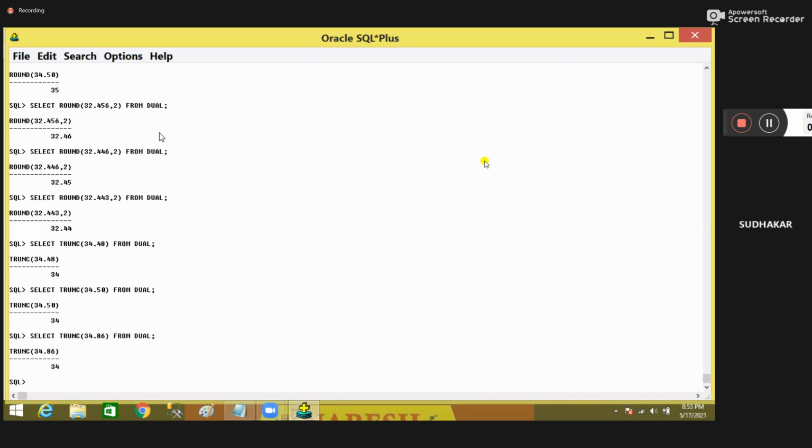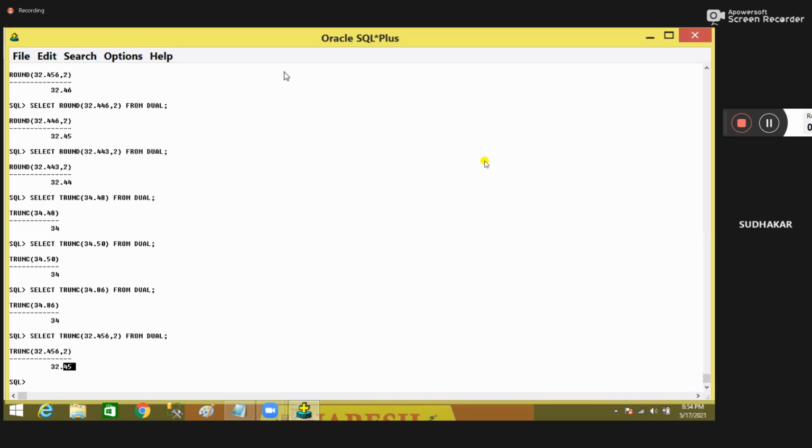In the same way with decimals, suppose I'm giving 32.456 and 2 decimal places. Generally with the round function, 32.456 with 2 decimals: yes, 6 is there after 2 decimals. 6 means 0.5 and above. That's why 1 is added and 46 came. But here also I gave 456 with 2, but see what happened, nothing was added. As usual 32.45, because the 2 decimal places are taken as they are.